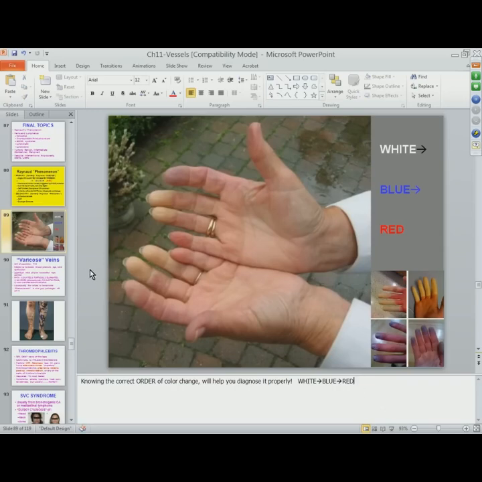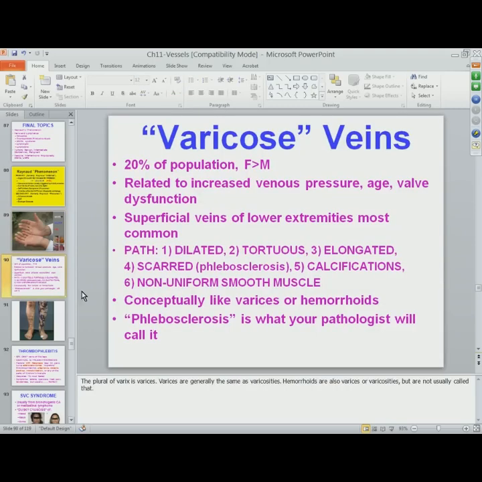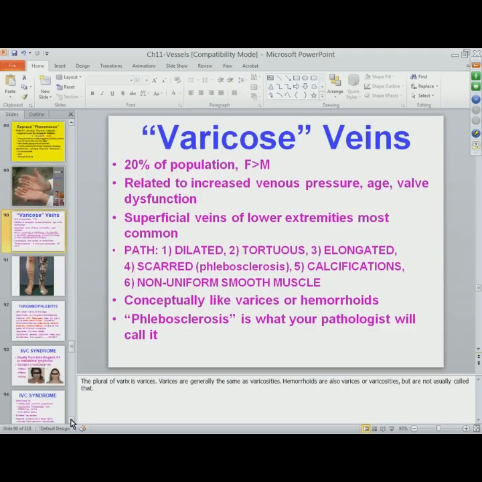Okay, let's talk about veins. We've been neglecting them. Maybe there's not a hell of a lot to say about them. The most common disease of veins, varicose veins. And if varicose sounds familiar, like when we talked about varices of the stomach or esophagus with cirrhosis, or tortuous dilated blood vessels in rectal blood vessels called hemorrhoids, they're all basically the same thing.